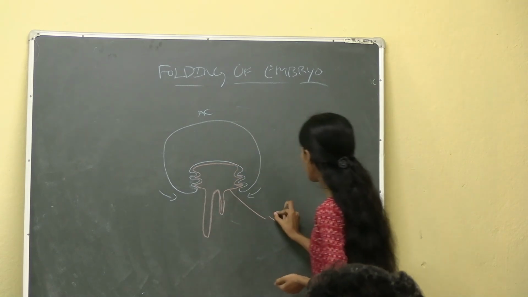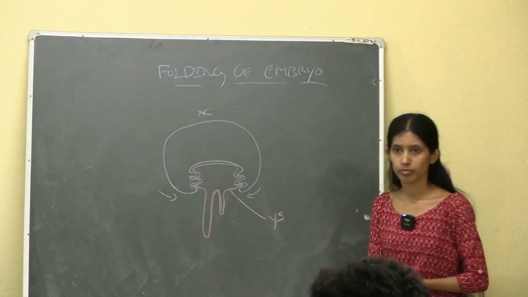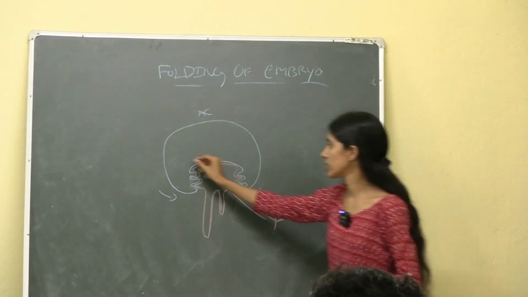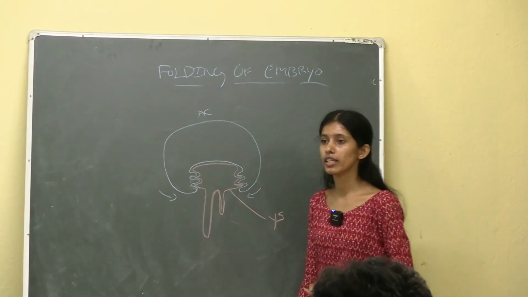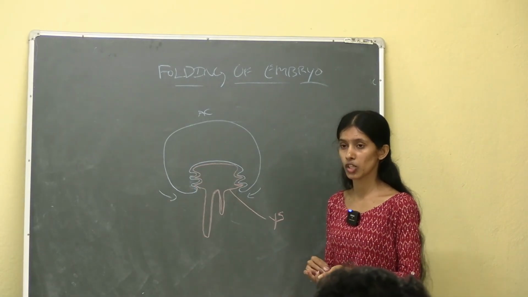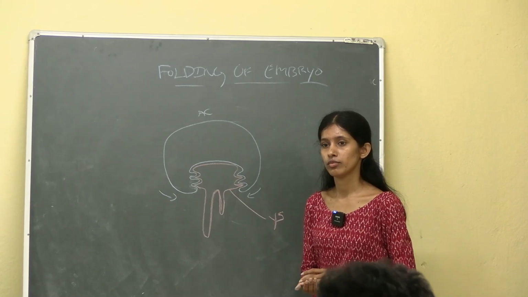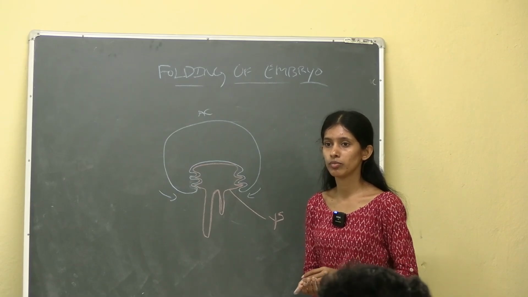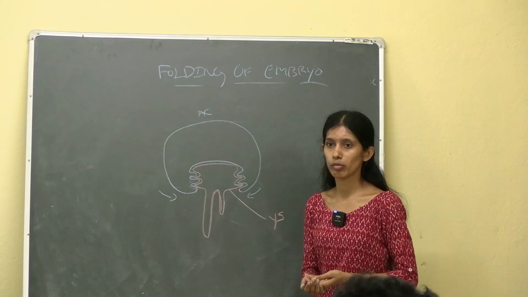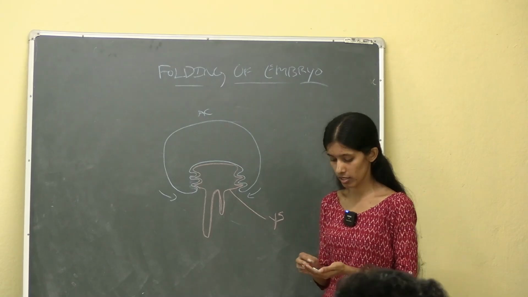So this is your yolk sac. Okay. Now we will see the structures that were present in the cranial end. What are the three structures we have seen in the cranial end? Septum transversum, buccopharyngeal membrane and pericardial region.